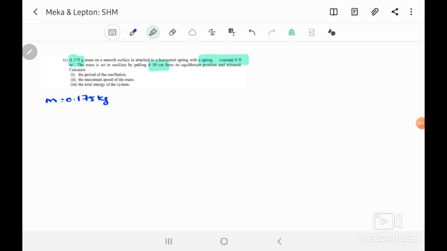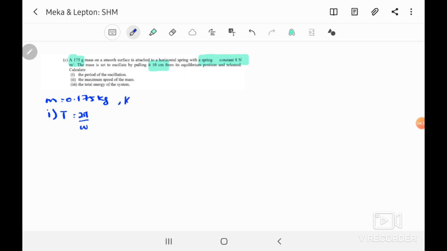Okay, question number 15C. Okay, first dia nak suruh cari period. So nak cari T dia. So macam mana nak cari T ni? T for the period. So T equal to 2 pi over omega. Omega kita ada tak ni? Ada omega? Omega tak ada.